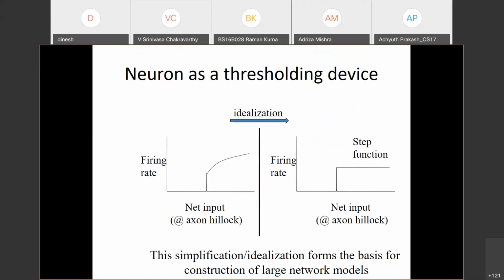To summarize, we have seen that the net input to a neuron, in terms of voltage amplitude, is something like this, but I can idealize that into a pure step. This is where we'll start from in the next class, and we'll define a simplified ideal neuron model. Then using such a neuron model, we'll see how you can construct networks. Later on, we'll see how with such networks, you can explain a lot of phenomena happening in the real brain.